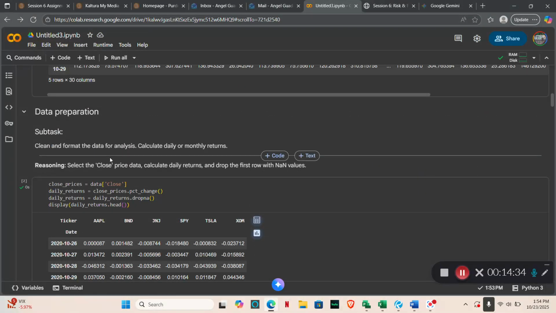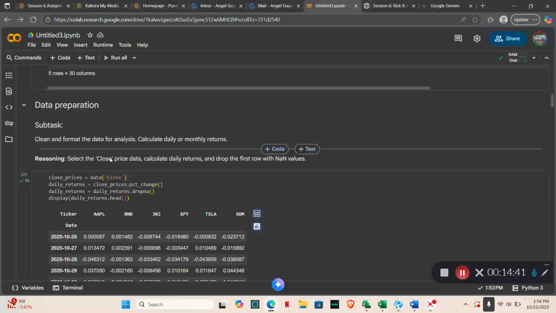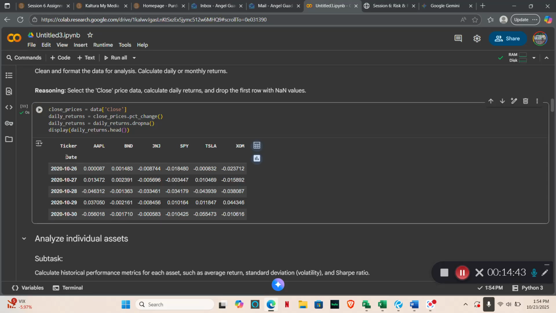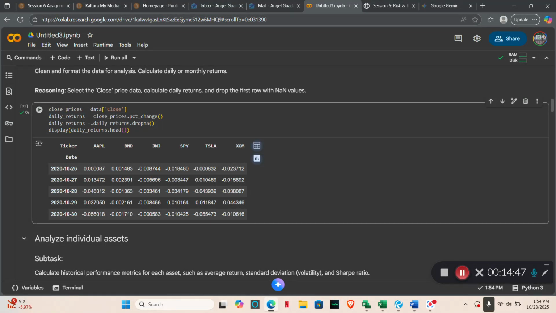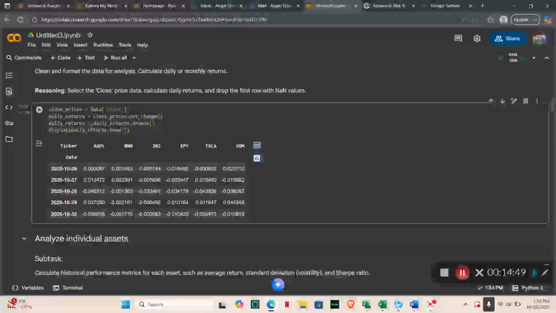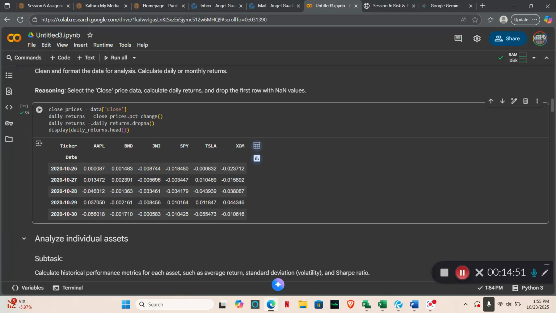So, data preparation. What's our task? We must clean and format the data for analysis, so calculate daily and monthly returns. In order to calculate close prices, we take data of close. Daily returns is close prices times pct change. Daily returns, again, would be daily returns.